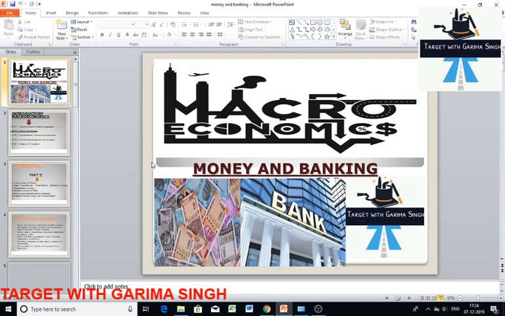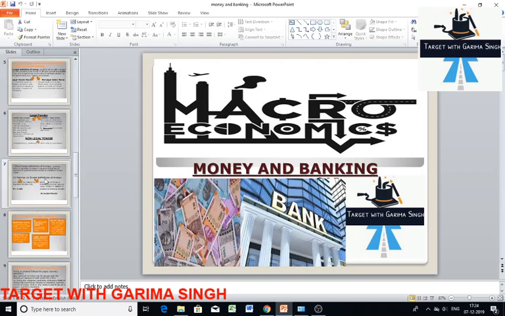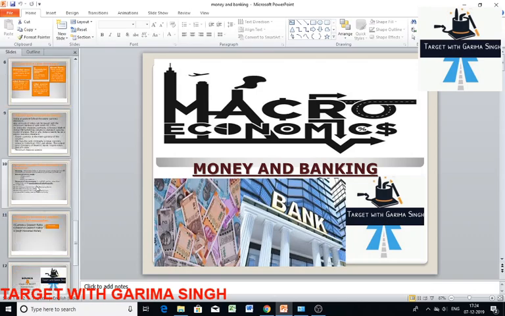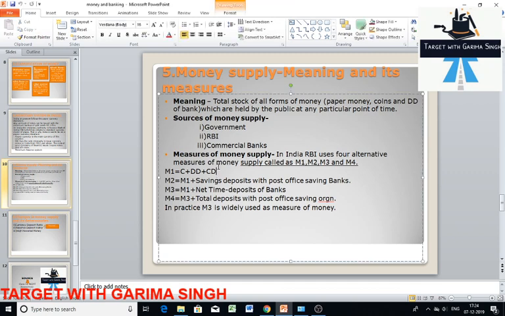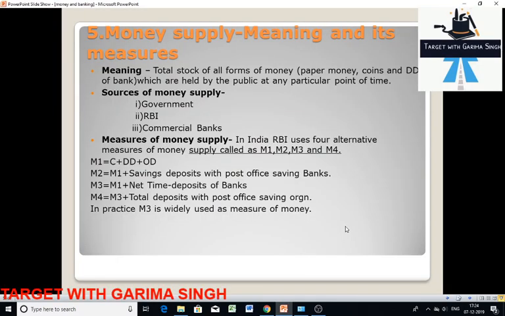It should be OD. I think I should correct it right now, otherwise some student is going to write it like it is. As it is, it should be OD. C for currency with public, demand deposits, other deposits with RBI.